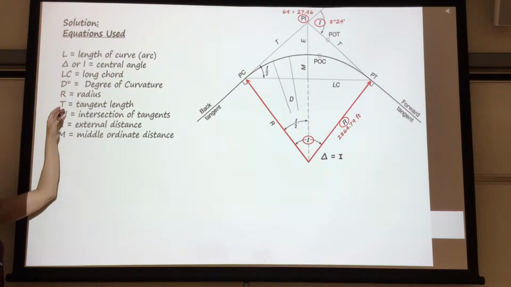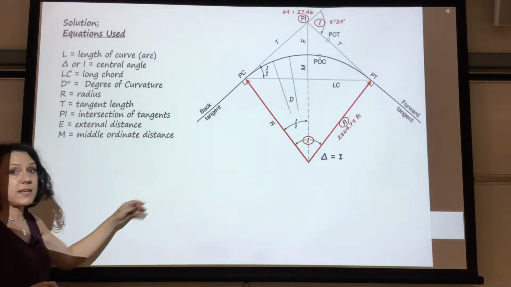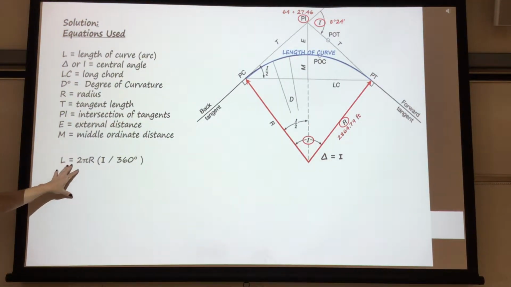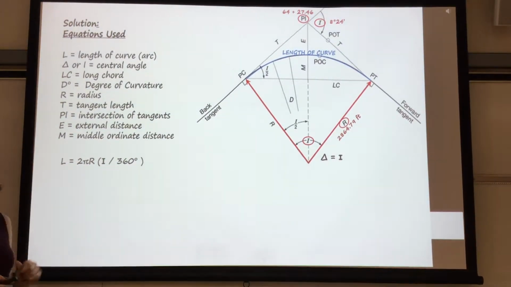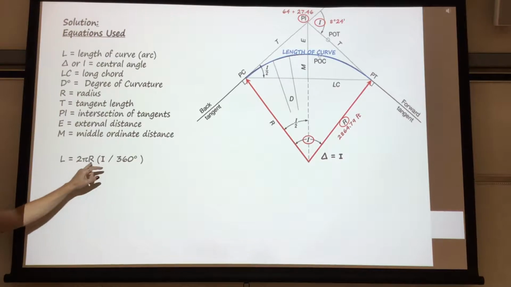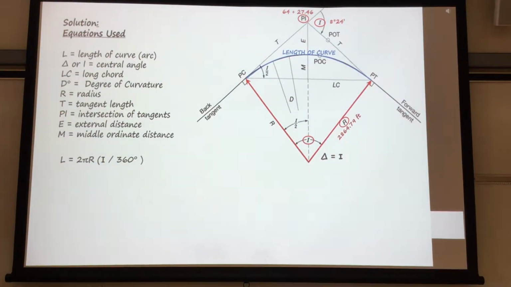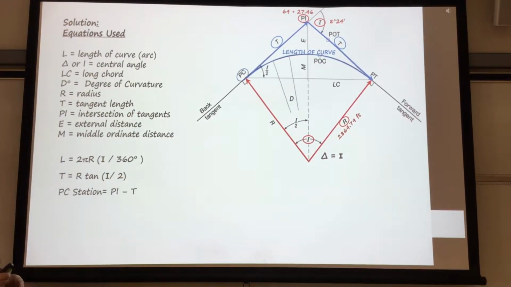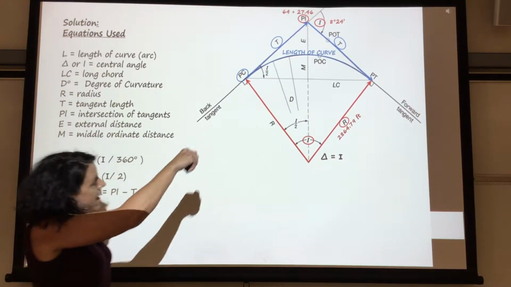These are also the symbols that you'll see as we go through. What I'd like you to do when you do your homework is write it up like this, so you'll know the equations that you need to use and then how to plug them in. The first equation we'll use is the length of curve, which is 2πR times I over 360. The I over 360 allows us to convert from radians to degrees, so we can use the I in degrees instead of radians. Now the tangent length is the radius times the tangent of the intersection angle divided by 2. The PC station is equal to the PI station minus the T.